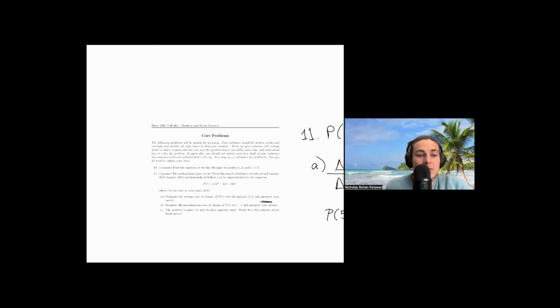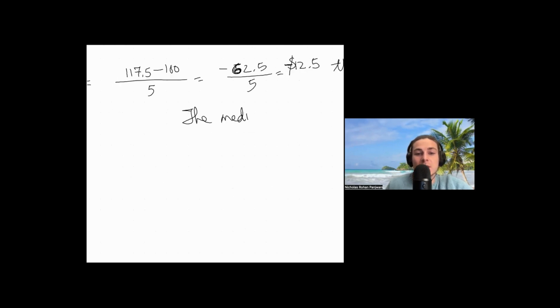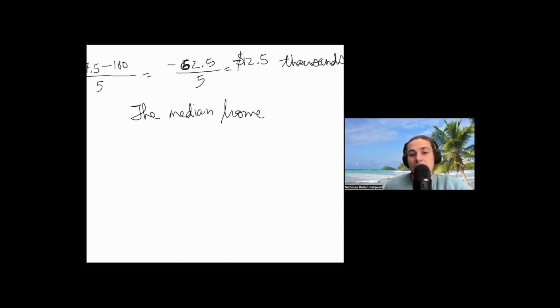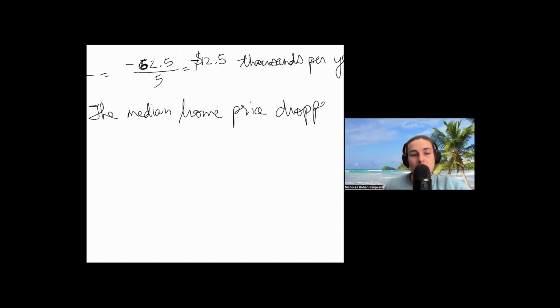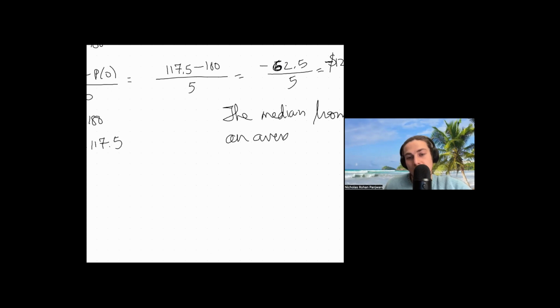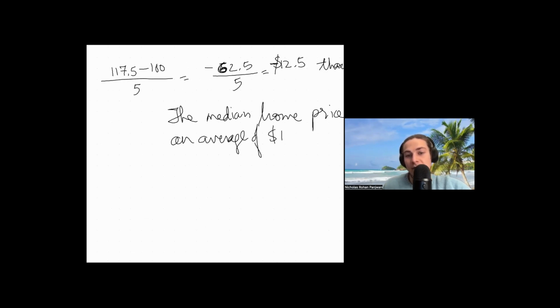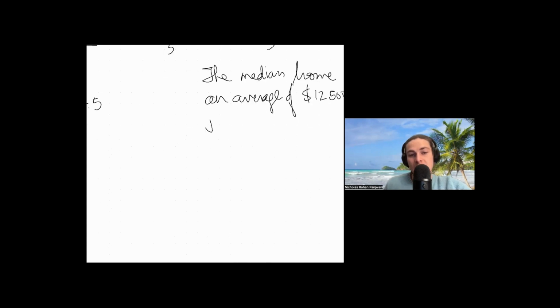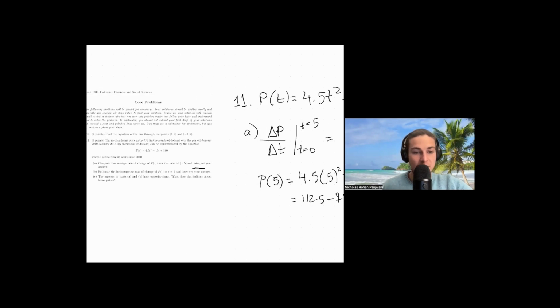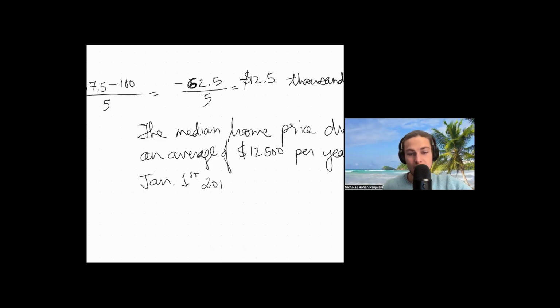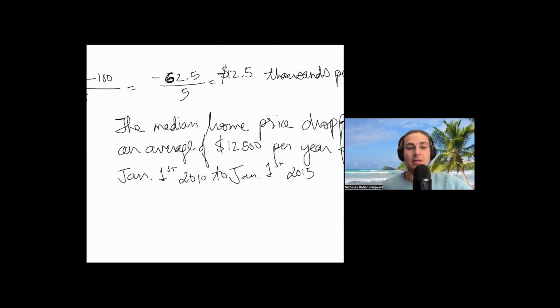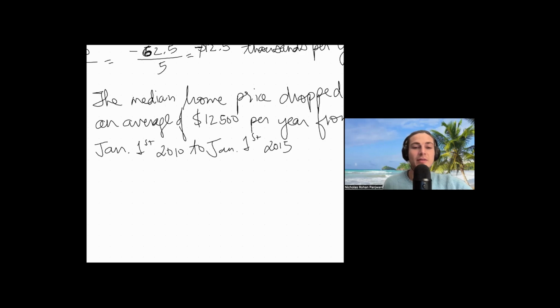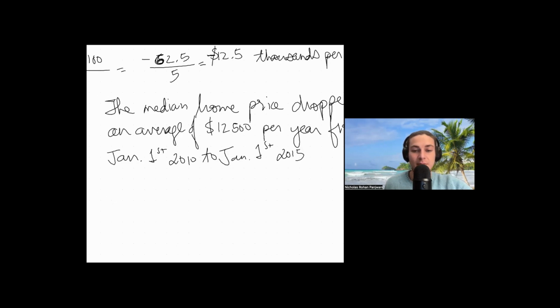Is it the median, or what did they call it? Median, yeah. The median home price dropped an average of $12,500 per year from January 1st, 2010 to 2015. Am I correct? Cool. That's our answer. The median home price dropped an average of $12,500 per year from January 1st, 2010 to January 1st, 2015. Period.